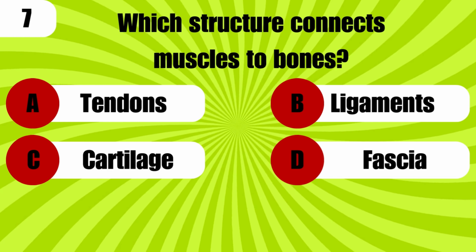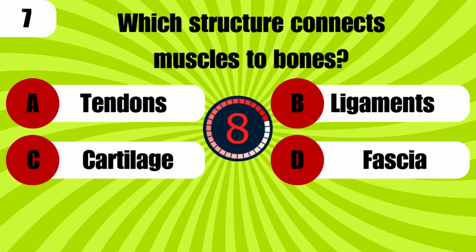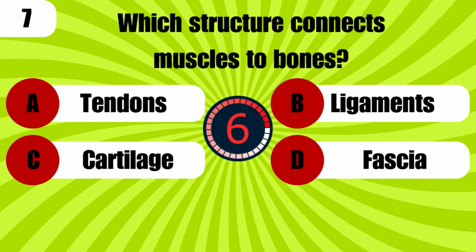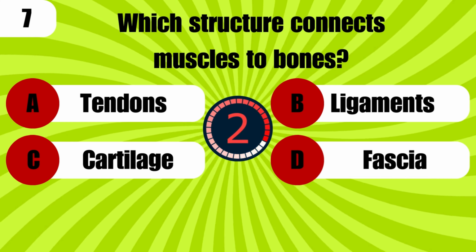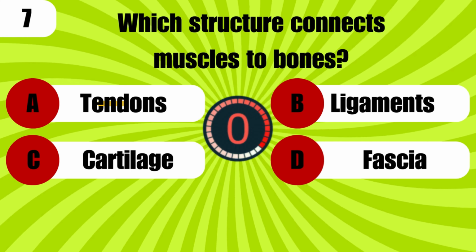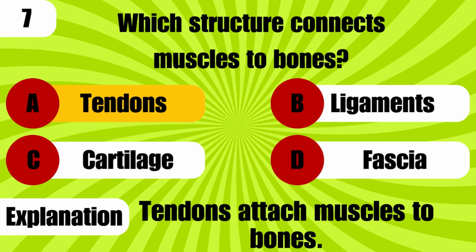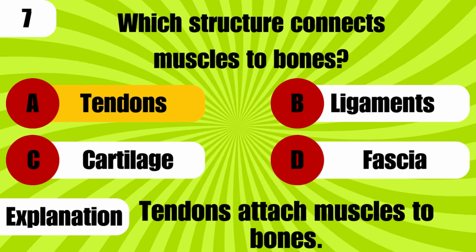Which structures connect muscle to bones? Option A tendons, option B ligaments, option C cartilage, option D fascia. The right answer is tendons. Tendons attach muscles to bones.